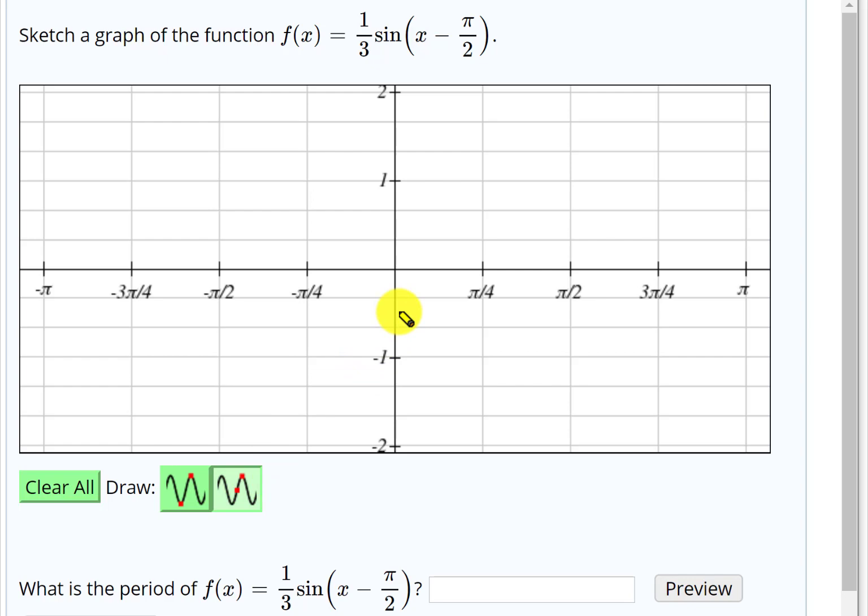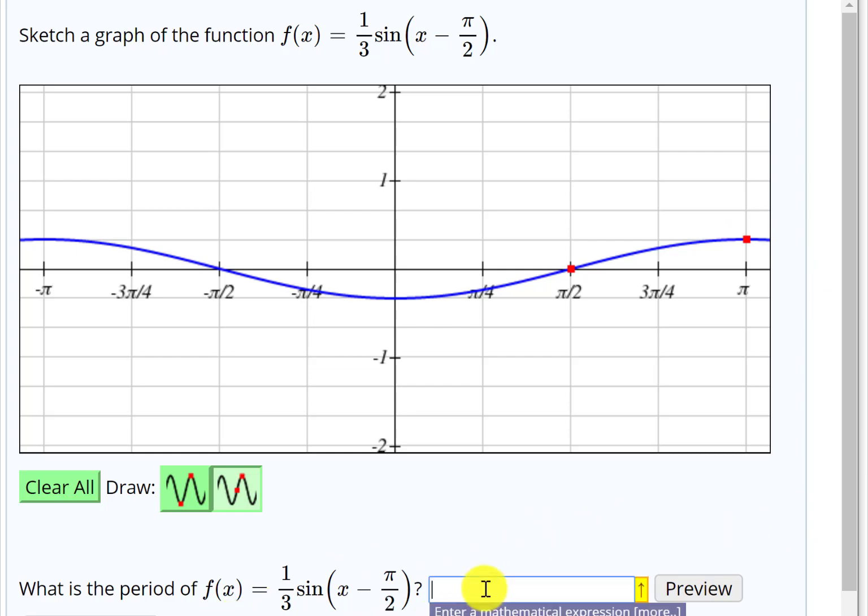The intercept was at pi halves, so I'm going to put that on there. And then we had our maximum at pi. So I'm going to come over here at pi, I'm going to go up 1/3 of the way, and I'm going to click it. We'll go ahead and put the period in here as well, which is 2 pi, and then we're ready to submit it.